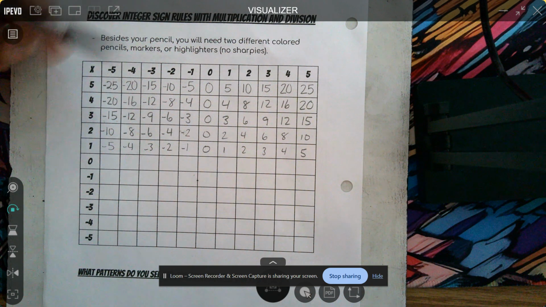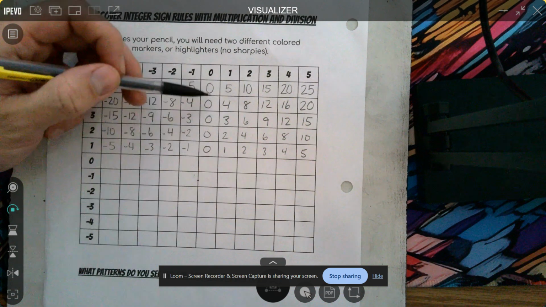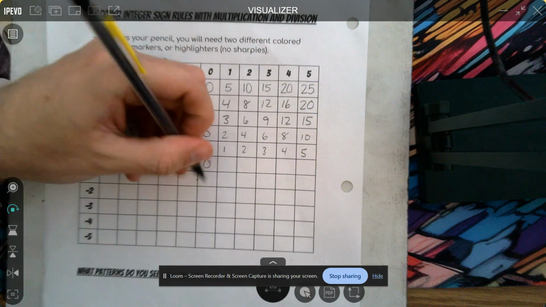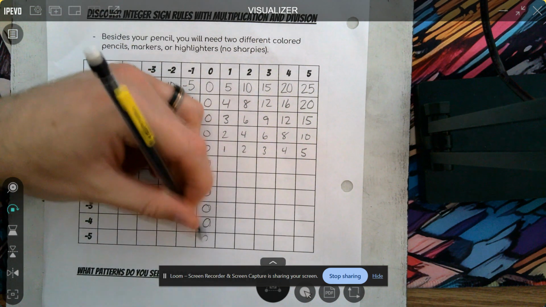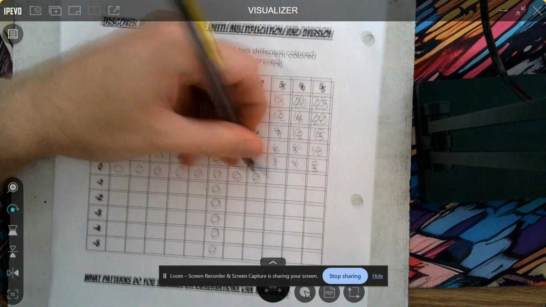All right, you might start noticing a pattern with these zeros. So you notice 0 times anything is always what? It's 0. So we can fill in all the rest of the zeros, because you multiply any number by 0, you will always get 0.